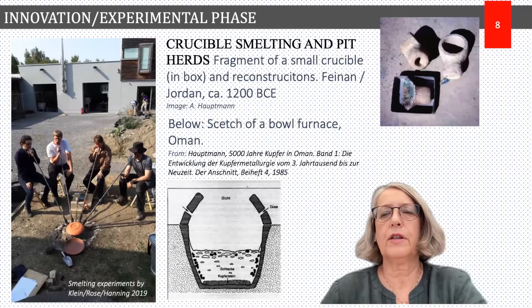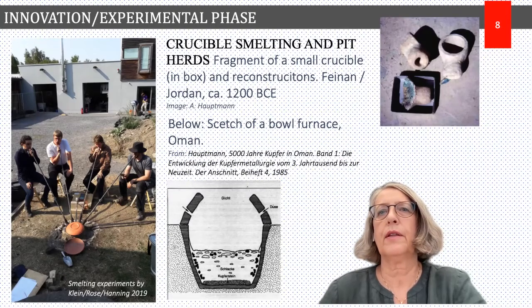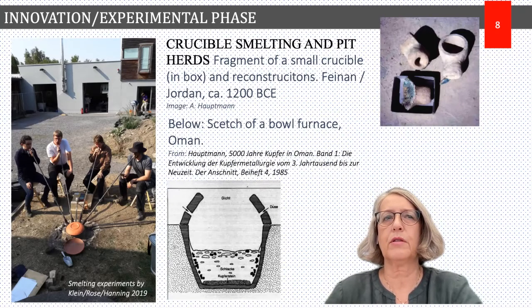Evidence of the innovation and experimental phase concerns the smelting of oxide ore. Crucible finds stained with copper residue point to crucible smelting. Bowl furnaces were dug into the ground, and this construction already allowed air to be actively blown into the fire. Charcoal is needed to maintain a reducing fire, which is required to gain metal from the smelting process.